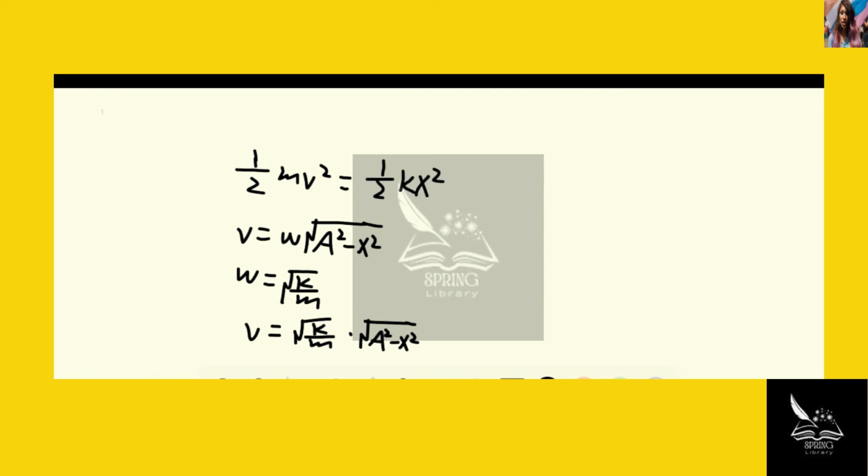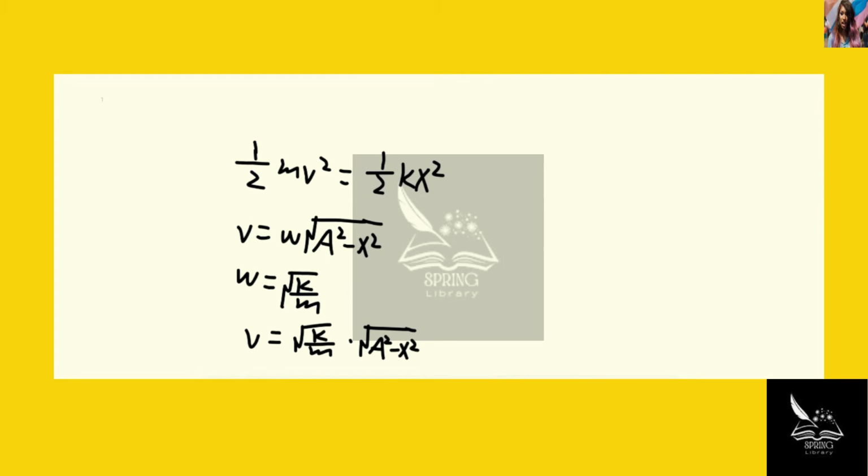So the question was asking us, how far is this mass from the equilibrium position of the spring when the elastic potential energy is equal to the kinetic energy? Which means it's asking us to find the displacement when the kinetic energy is equal to the elastic potential energy. Okay, which is 1/2 mv squared equal to 1/2 kx squared.